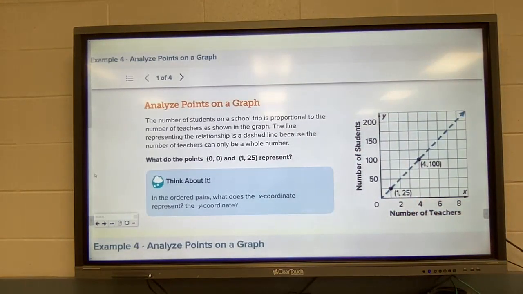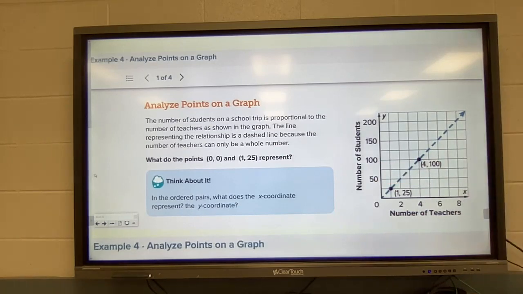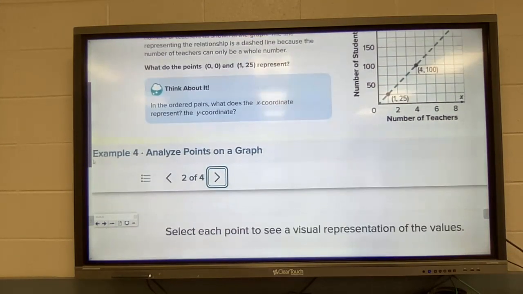What do the points (0, 0) and (1, 25) represent? All right, so if I'm looking at this, I know that there are 25 students for one teacher, 50 students for two teachers, 75 students for three teachers, 100 students for four teachers. So as you can see, it is definitely going through the origin. The constant of proportionality is 25. All right, and so we know that there are 25 students per teacher in this case. And so, yes, this is a proportional relationship.